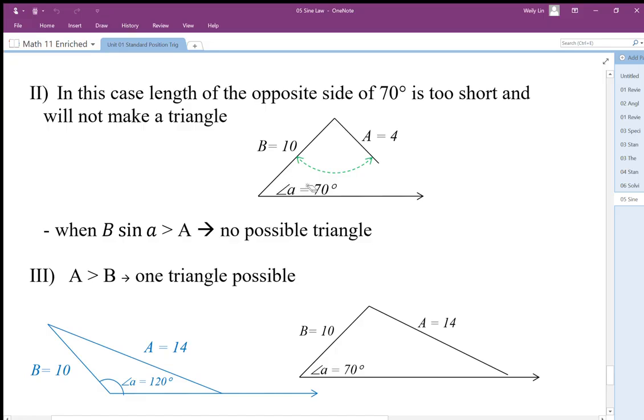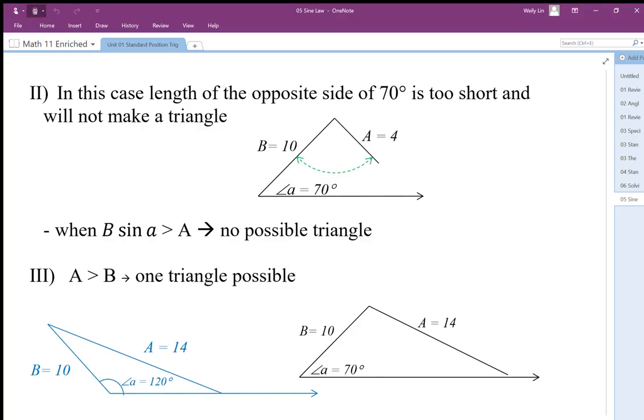If we have an angle here of 70 degrees and this angle side-side, where the opposite side of angle A is too short, there's no triangle that can be made. There's zero triangles. It's impossible for this line to touch that line there. So that is a special case where angle side-side doesn't even make a triangle.